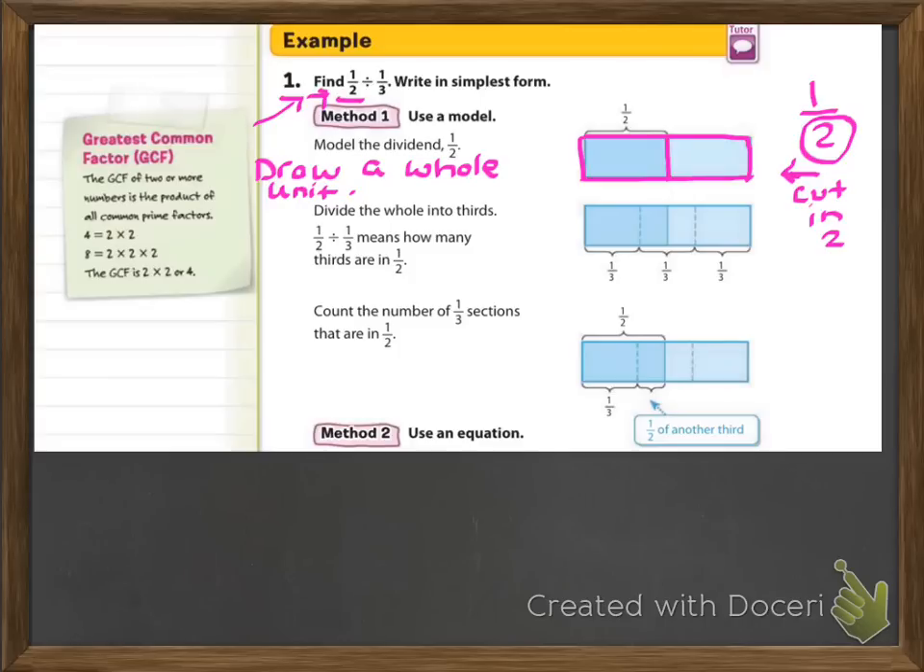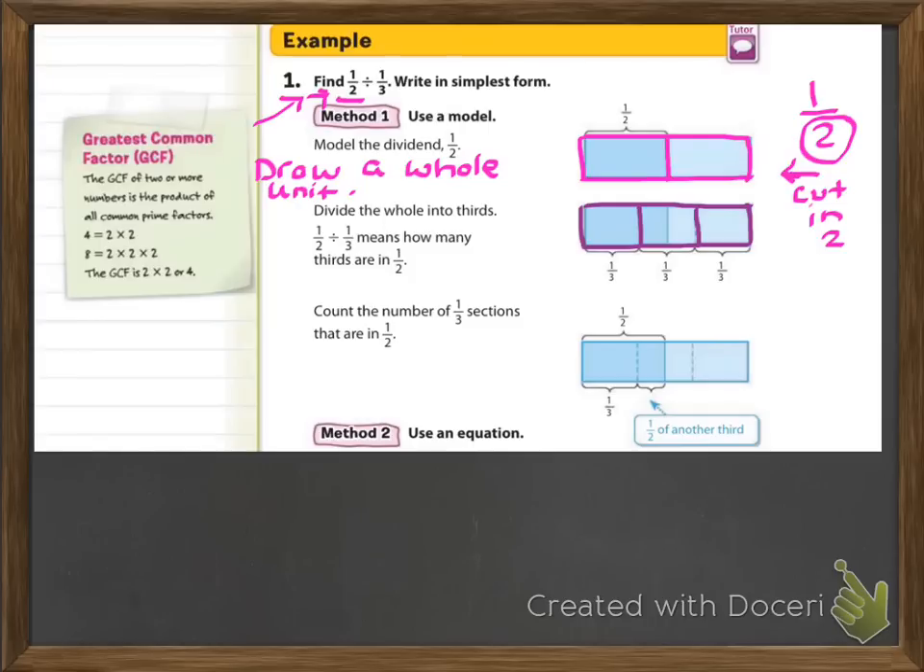So now we want to make sure that we're looking at our whole again. I'm going to outline this in a different color. Now we're looking at the whole. Go ahead and pay attention right now to my purple lines. We've now taken the whole and separated it into thirds. So we have 1/3, 1/3, and 1/3, which makes our whole.